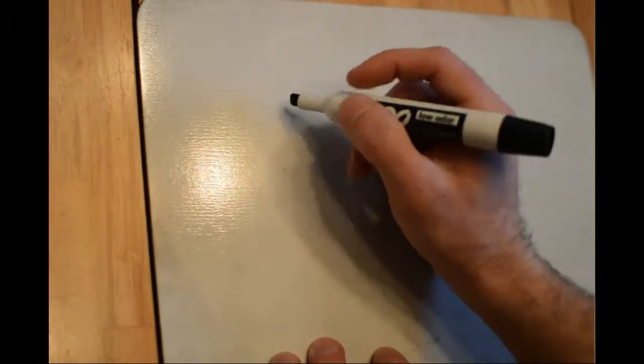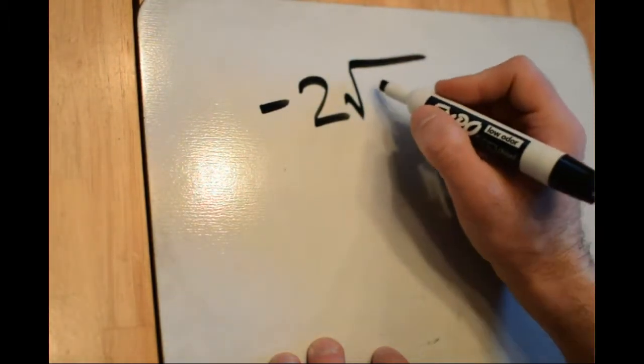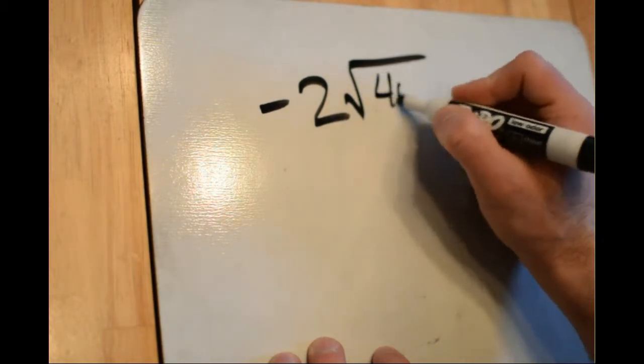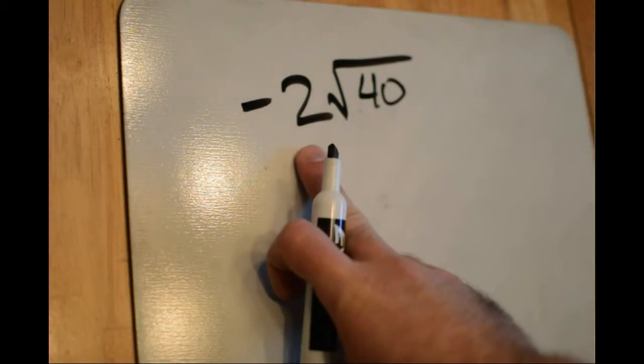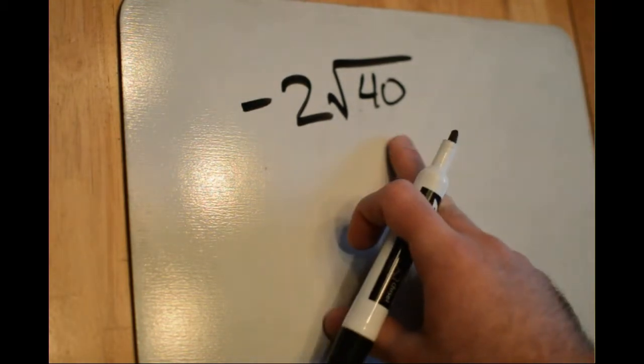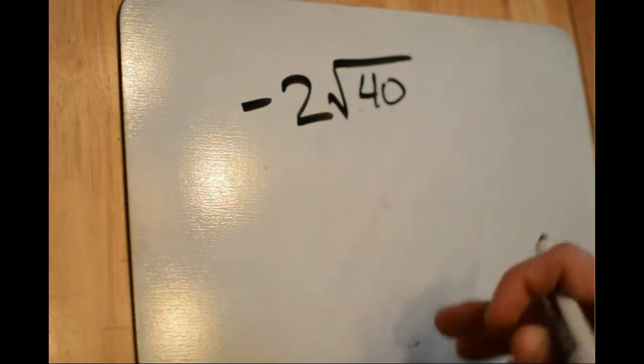Going to take a look at simplifying a couple of square roots, or a couple of radicals. But in this case, we're going to look at some where there are coefficients on the outside. So for example, negative 2 times the square root of 40. The first thing to know is this is a coefficient that is just being multiplied by the square root of 40. So what we want to do is simplify that square root of 40 part if we can.